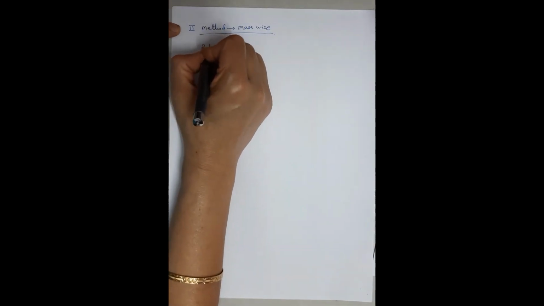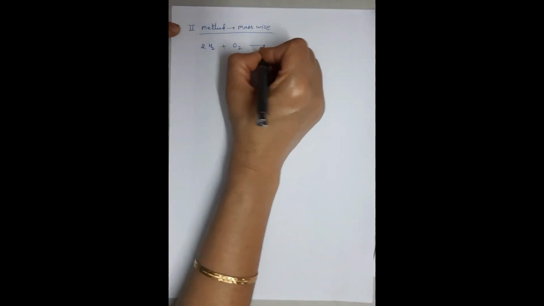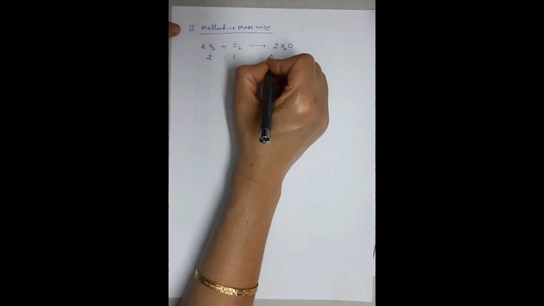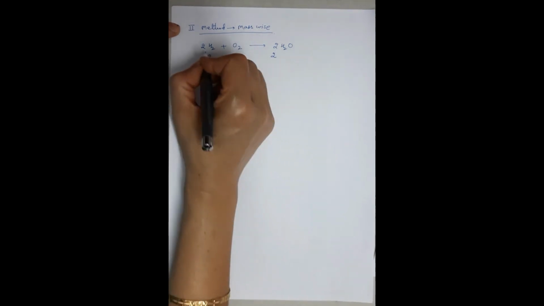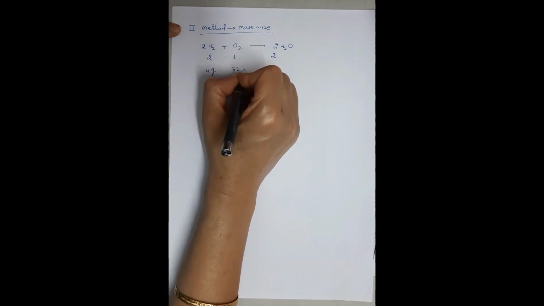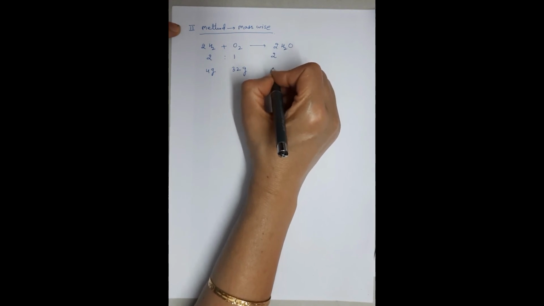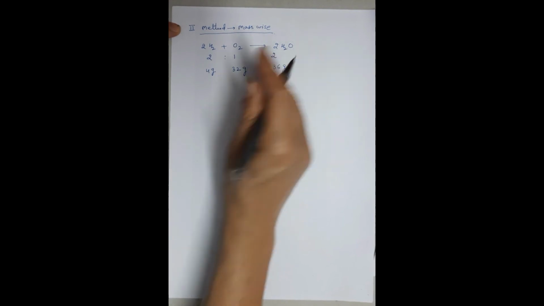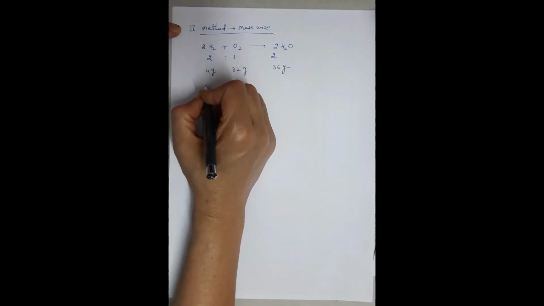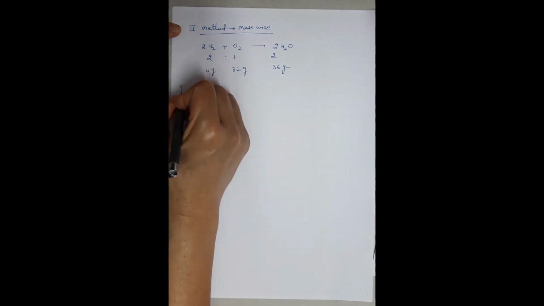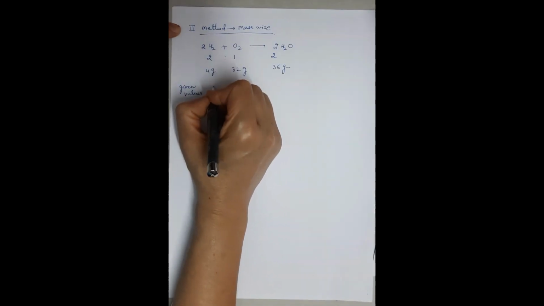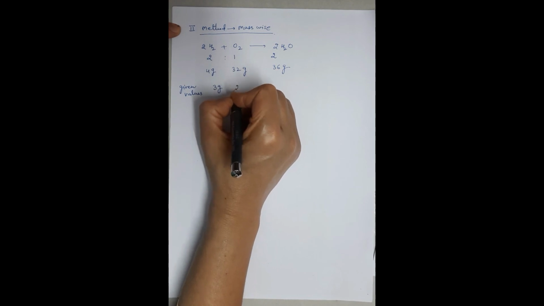Again, write the balanced chemical equation. 2H2 plus O2 gives you 2H2O. 2 moles react with 1 mole and give rise to 2 moles of water. 2 moles means 4 gram of hydrogen. 1 mole of O2 means it is 32 grams. And 2 moles of water is 18 into 2, which is 36 grams. So this is their ratio according to masses. And the given values are 3 gram of hydrogen, and 29 gram of oxygen.